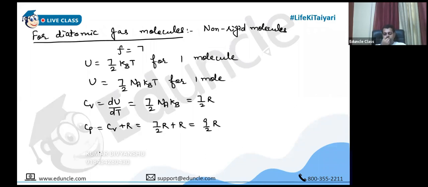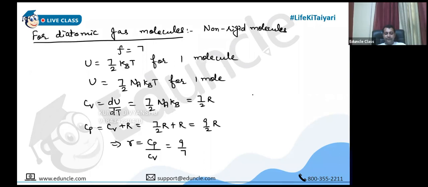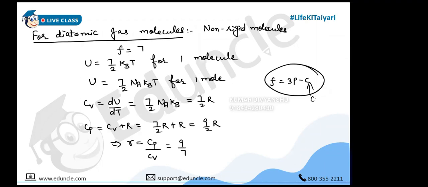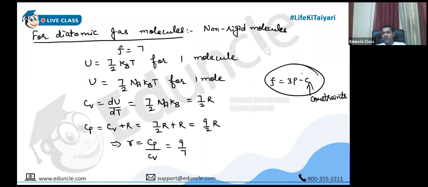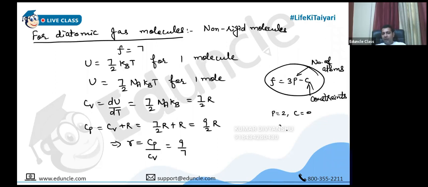Or you can consider it another way. You might have read this expression given as 3n minus c or 3p minus c in some of the books. These c are the constraints, and P is the number of particles, the number of atoms, constituting each molecule. Because the molecule is non-rigid, you are not having any restriction, so C is 0 for this case, and P is 2 for diatomic. So F will become 6.